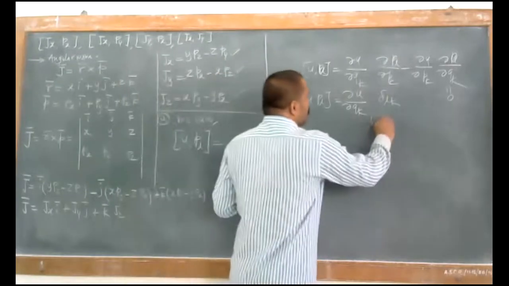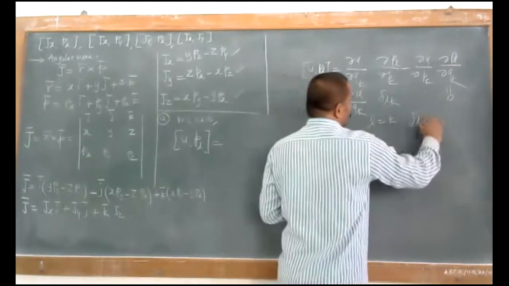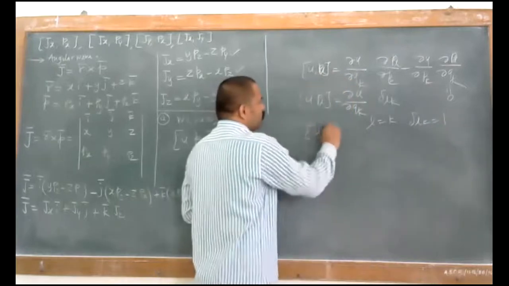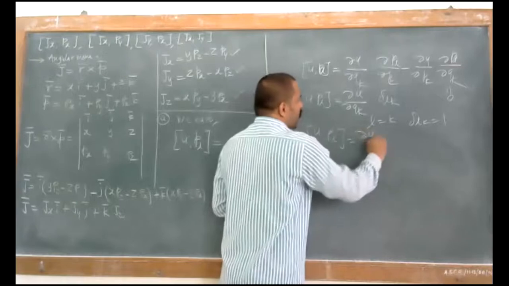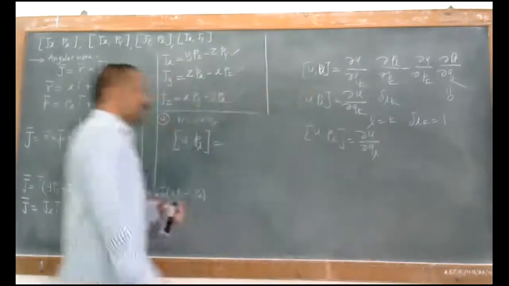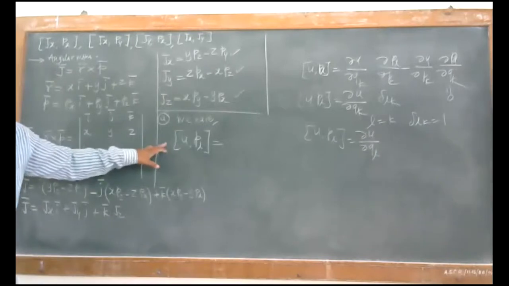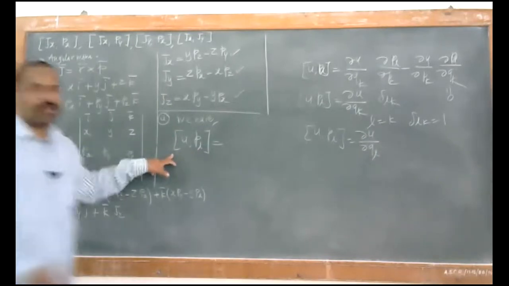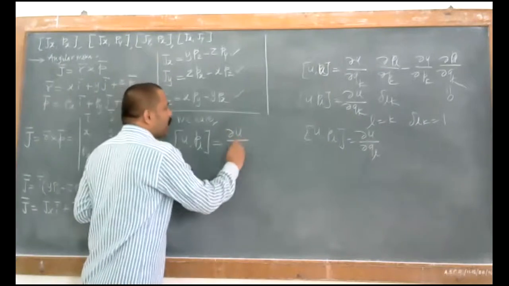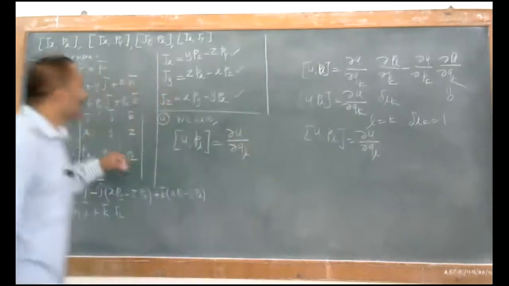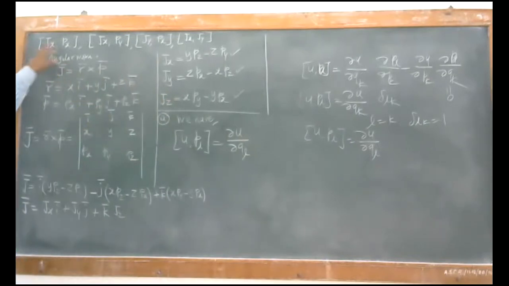Now, as l is equal to k, delta lk is equal to 1, so the Poisson bracket of u and pl is the partial of u with respect to ql. We have to prove the value of the Poisson bracket of Jx and px, which is the partial of u with respect to ql. Now we will write this in terms of the conditions. Let us change it a little and see how to write it. Just have a look.